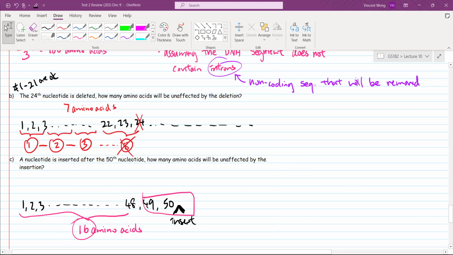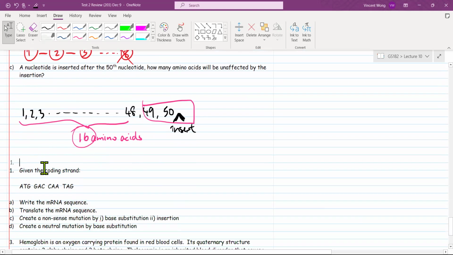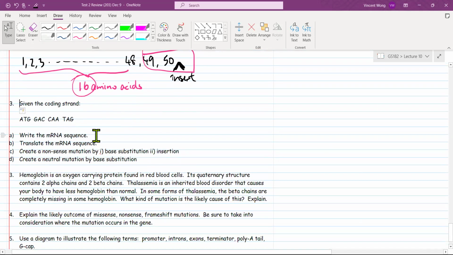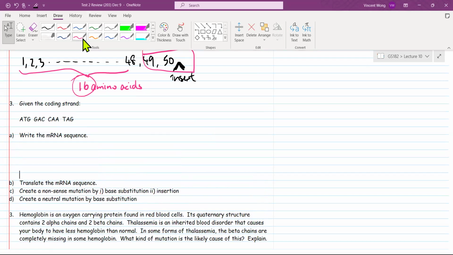Moving on. Given the coding strand here, write the RNA sequence. You should be pretty familiar with this by now. If it's the coding strand, all you have to do is copy it, but change the T to U. There you go.